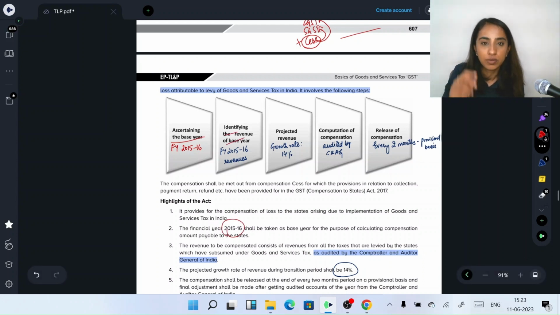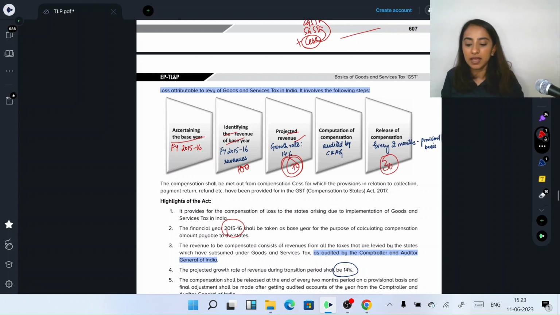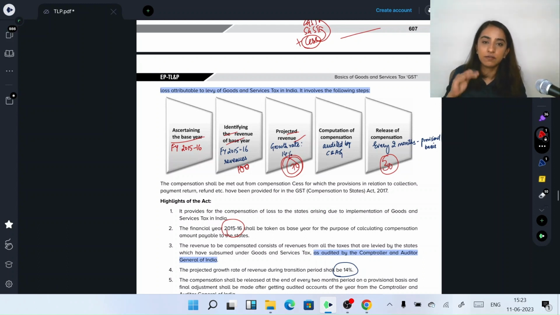Then they identified how much they got for that particular base year, which in my example was 100. Now what is the projected revenue? Projected revenue was, let's say, some 70. How did they do this computation? The C and AG would help them do that. What is the difference? This 30 difference, and this difference they would pay every 2 months to the states. What was the periodicity of the payment? Every 2 months, on a provisional basis, they would keep paying the states. So this is what the entire section says.